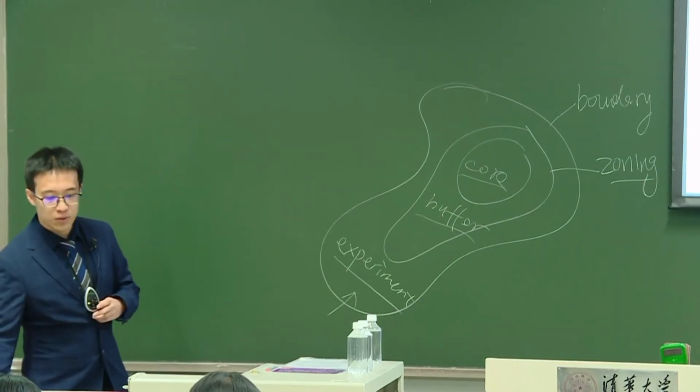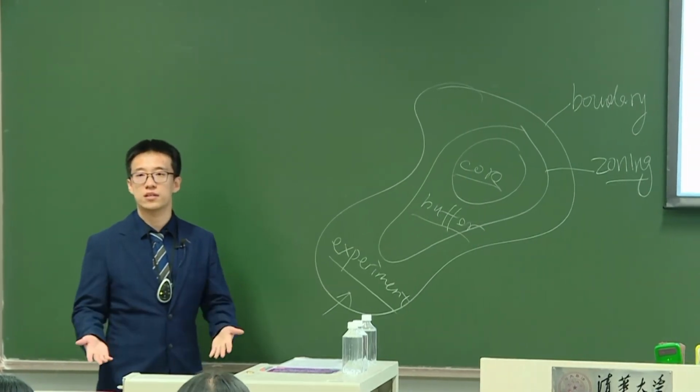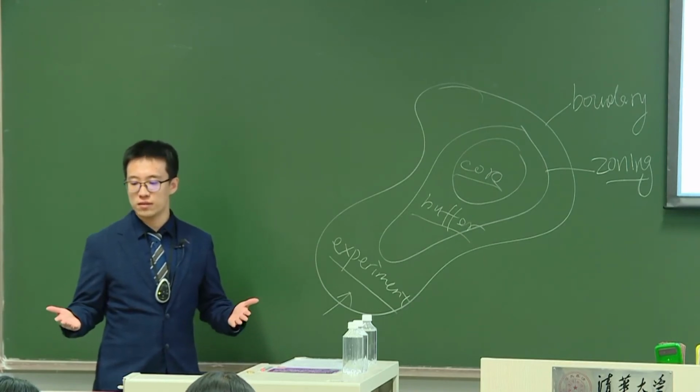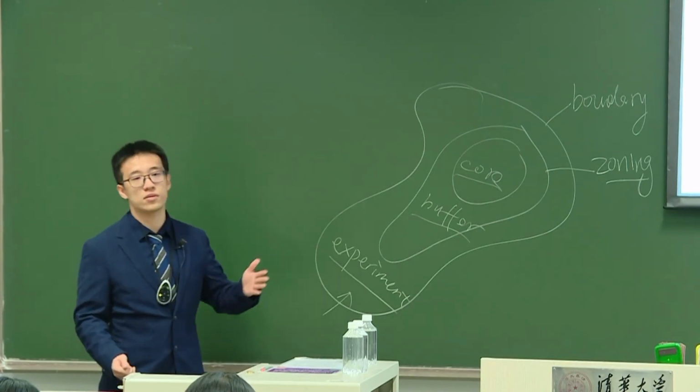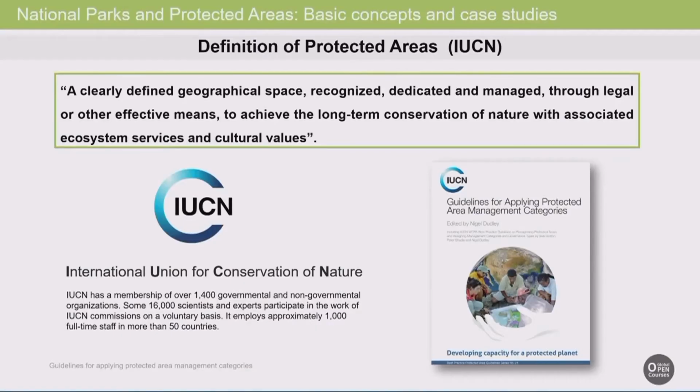But we do not conserve nature for nature itself, because protecting nature will provide the products and the services that human societies need. That is called ecosystem services. For example, the clean air, the water, the food we get all belong to ecosystem services. So that is the definition of protected areas. I hope you are all clear with that, right?